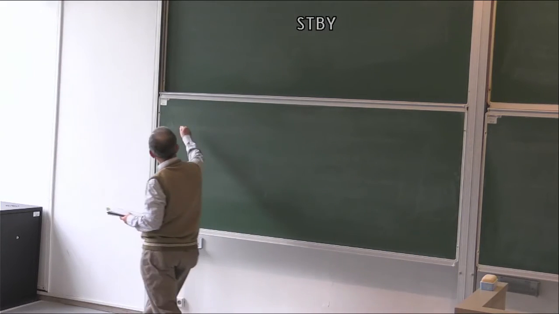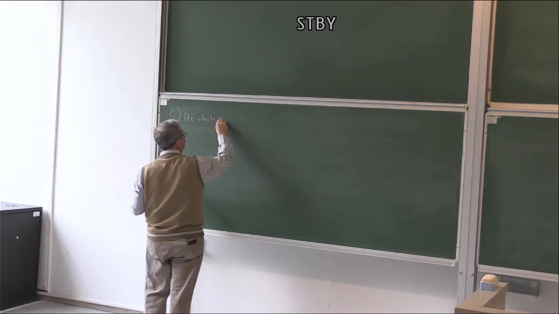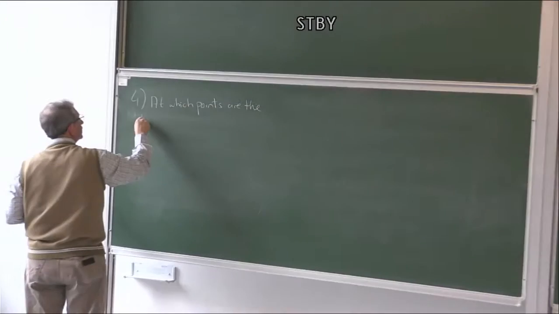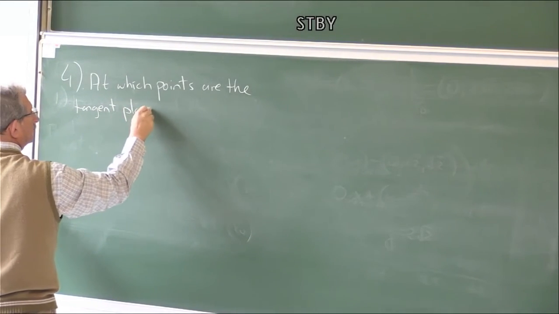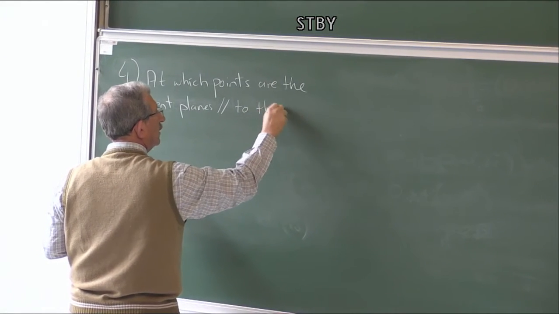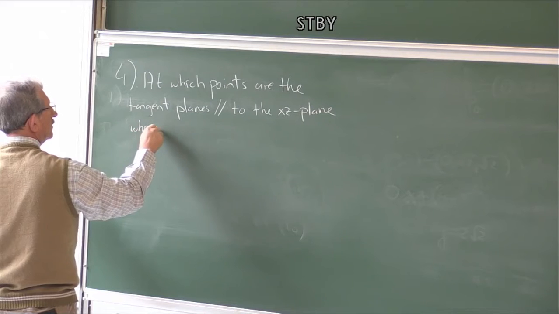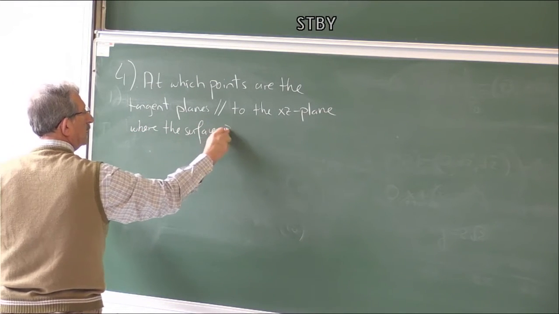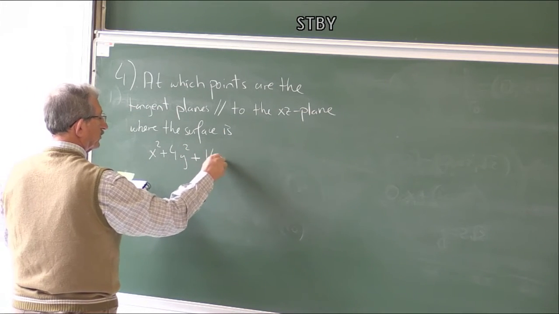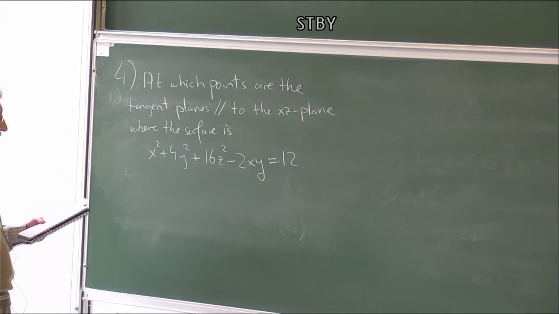As a fourth example, let us find the points where the tangent planes are parallel to the xz plane, where the surface is given by x squared plus 4y squared plus 16z squared minus 2xy is 12.